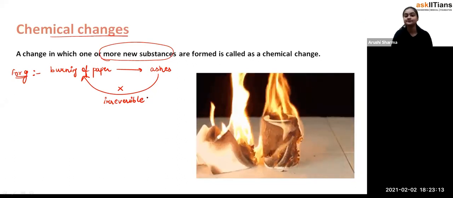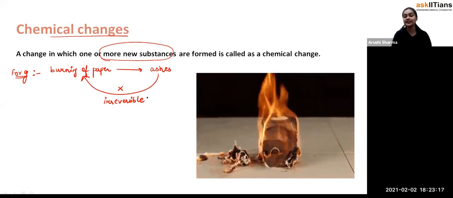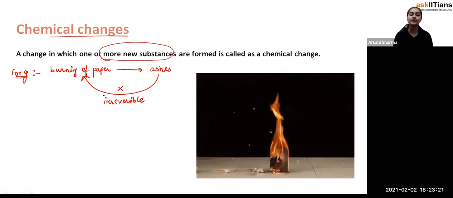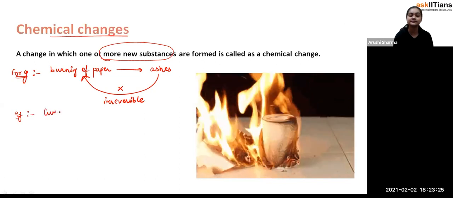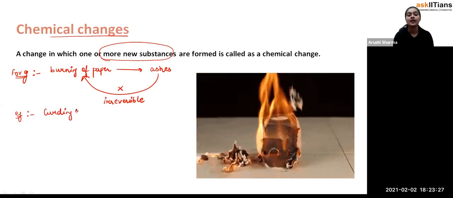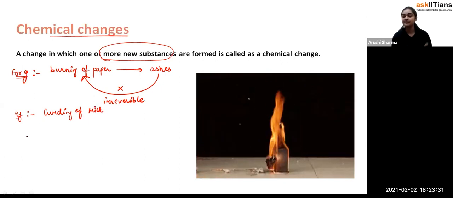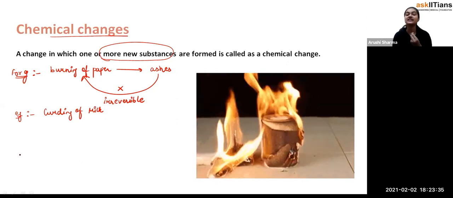Okay, students. So that's how we have the two changes, physical changes and chemical changes. Even if we talk about an example here, like curding of milk, students, what happened? First of all we have the milk, and when it converts into the curd, it will have a sour taste.